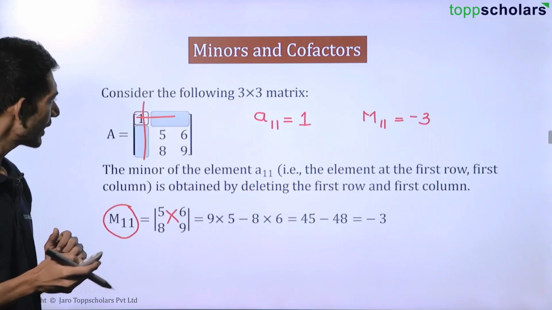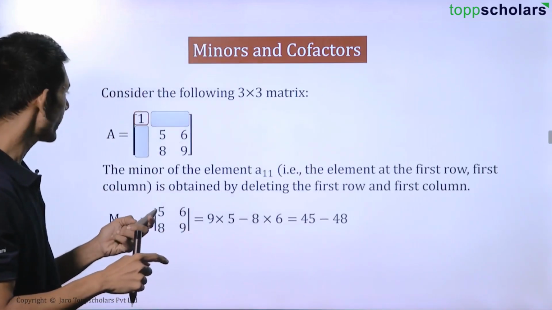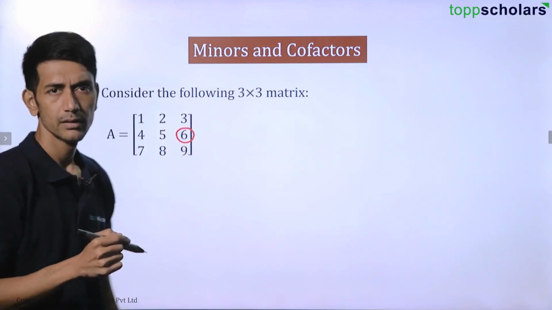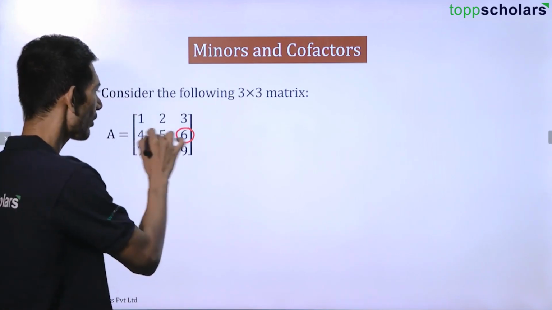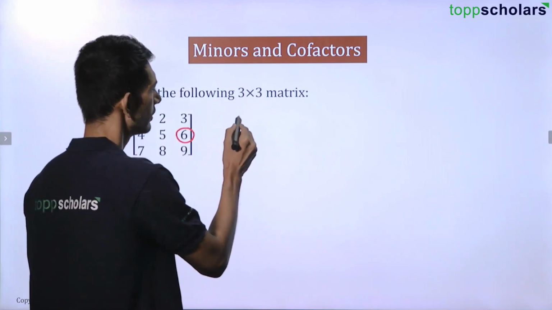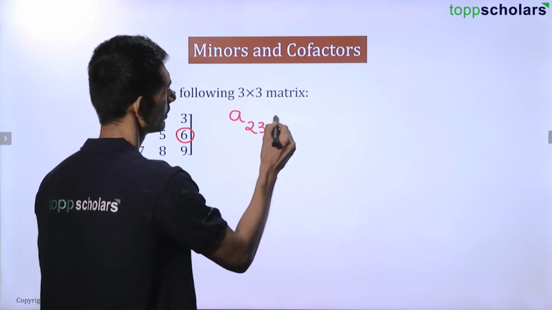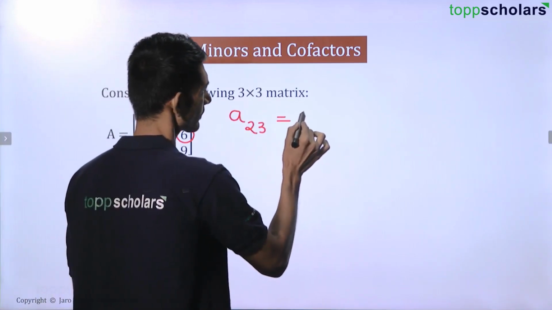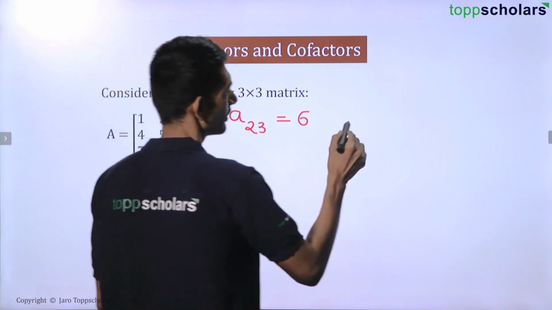But before that, I would like to give one more example here. Now let us say they tell us to find out the minor of this. Suppose. So identify the row and column. Can I say it is second row, third column? Second row, third column. So can I say A23 is 6? Now how do we find out M23?